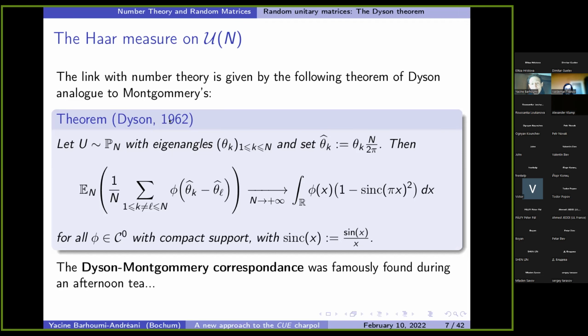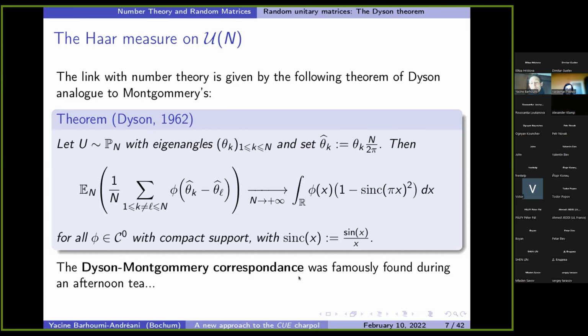And you see that the Montgomery theorem was from 72, and the Dyson theorem is from 62. So it was 10 years before Montgomery. And you find exactly the same quantity. This is this 1 minus sinc of pi x squared. So here there is a mystery. If you find the same thing, this means that there is something behind. So this is the Dyson-Montgomery correspondence.